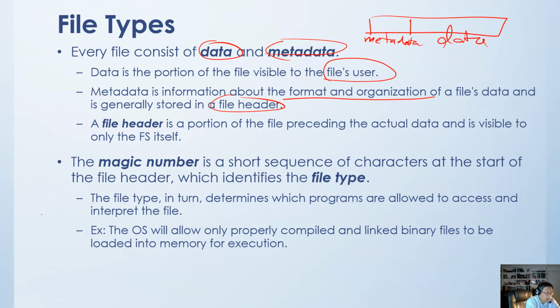The file header is a portion of the file preceding the actual data and is visible only to the file system itself. So this portion is not visible to the user. Now, a magic number is a short sequence of characters at the start of the file header. At the start of the file header, there is a small space where they store a number called a magic number.